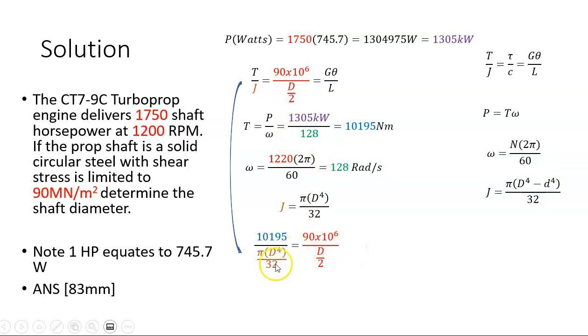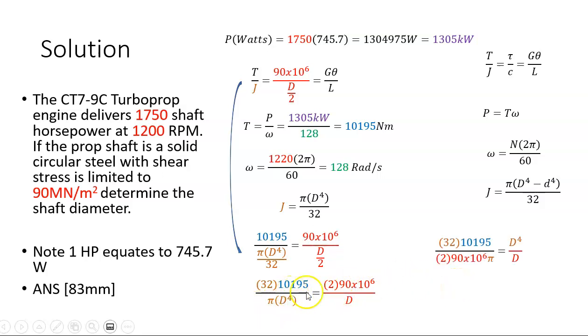Okay, so the first thing I'm going to do is get rid of the fractions. So this side of the equation I'm going to multiply above and below the line by 32, and on this side of the equation I'm going to multiply above and below the line by 2. I'm now going to cross multiply to bring the d to the power 4 up here and bring 2 times 90 by 10 to the power 6 down here. So they've just moved. D to the power 4 divided by d is d cubed.